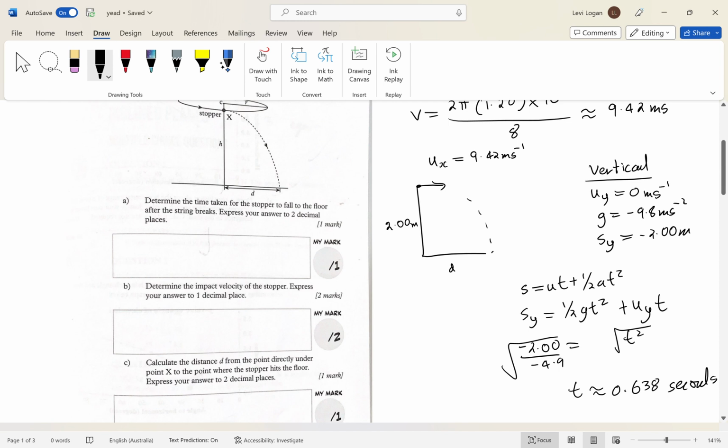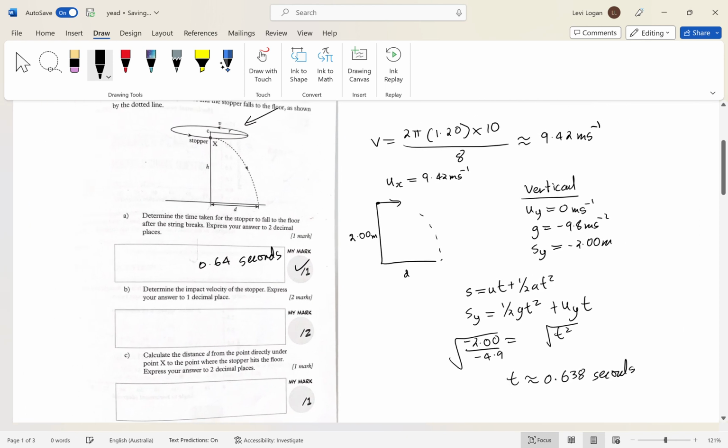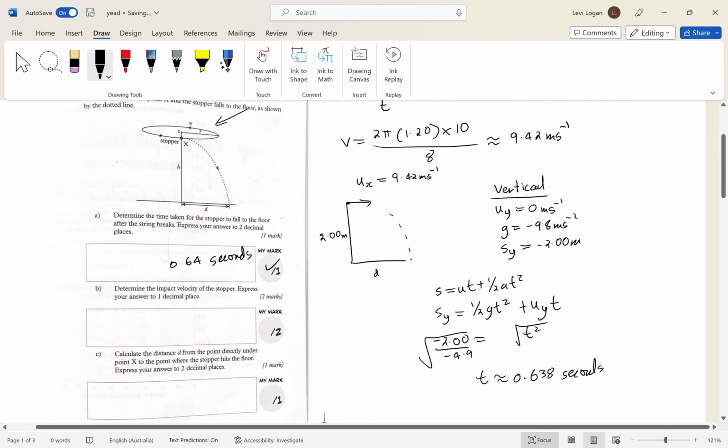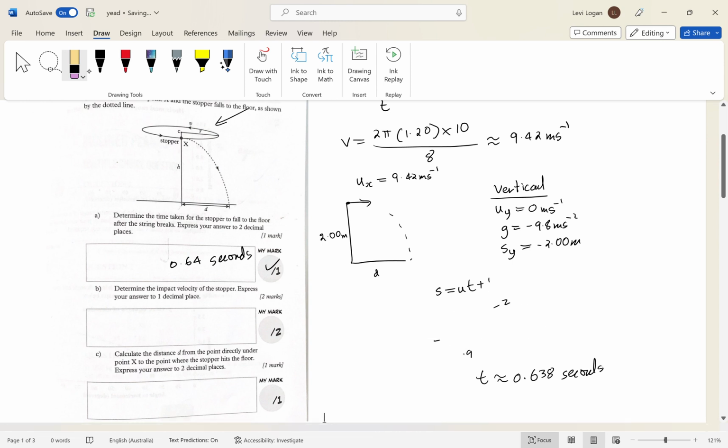So it asks for 2 decimal places, so you go 0.64 seconds, and you'll get your mark. Alright, cool. I'm just going to get rid of this stuff now, here.